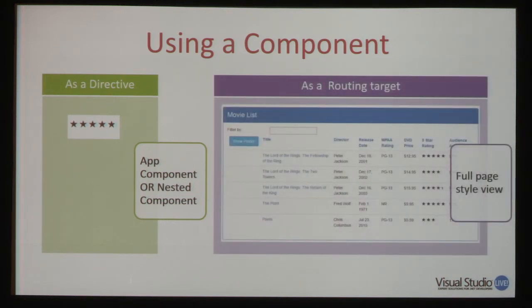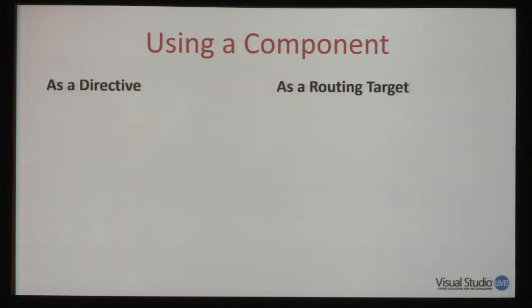The other way to use a component is as something called a routing target, which basically means you plan to display it as a full page style view. Okay, so that would be what we would do for our movie list component and our movie detail component and our welcome component. So we would set them up as a routing target because we most likely wouldn't really put this inside another component.